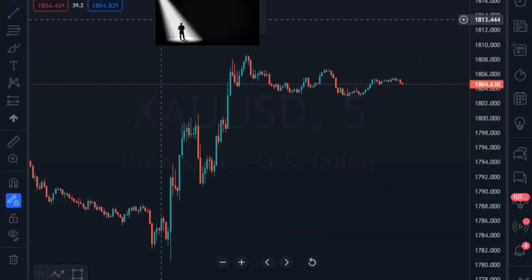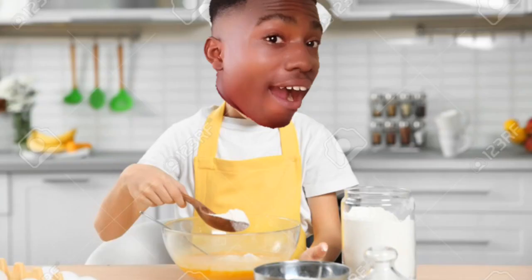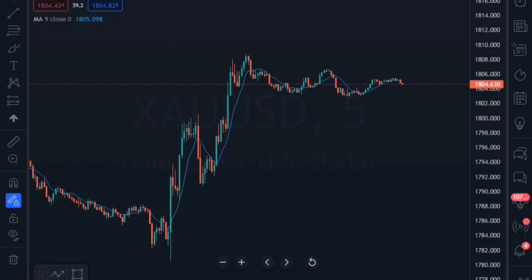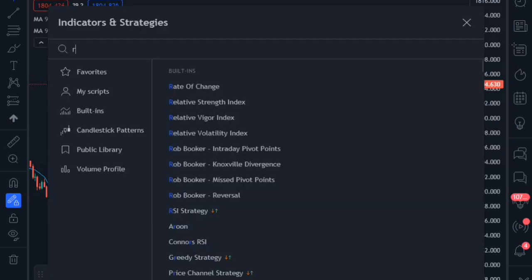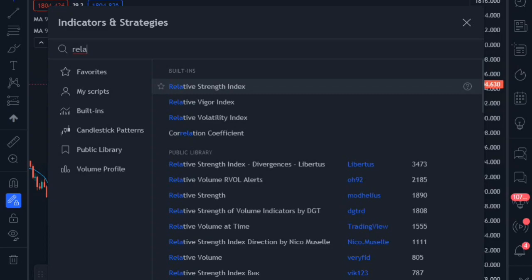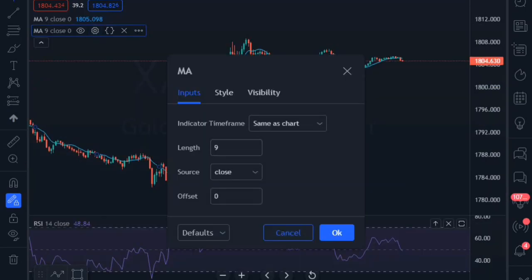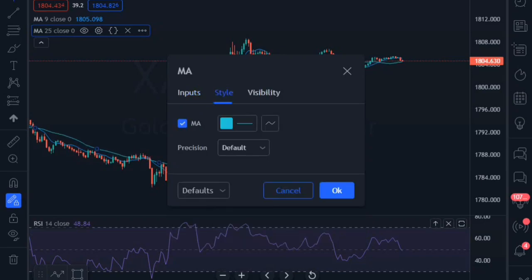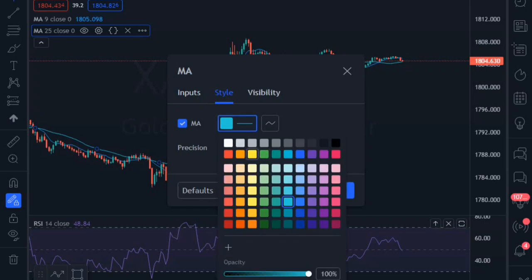Let's add in an indicator. We're going to add in the moving average twice, and the second thing we're going to add is the relative strength index. We have to tweak some things, so let's go into the settings. This will be 25. Then let's get into the style. Let's make this red.